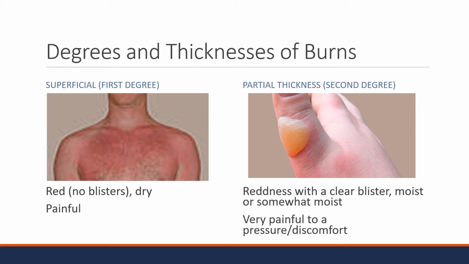Looking at a partial thickness burn, though, this is more of a second degree burn. Note that big blister that shows up on that patient's hand. That blister is really the diagnostic factor between a superficial and a partial thickness burn. So you'll see some redness around the periphery of it, and then a pretty clear looking blister.